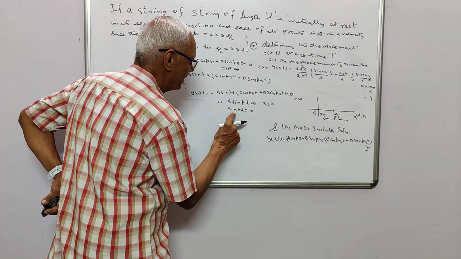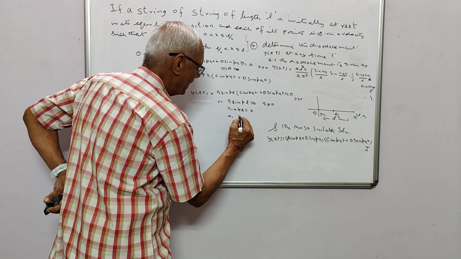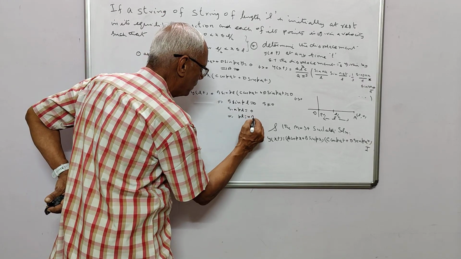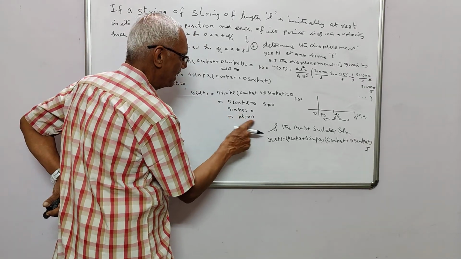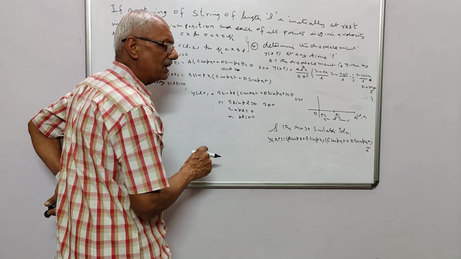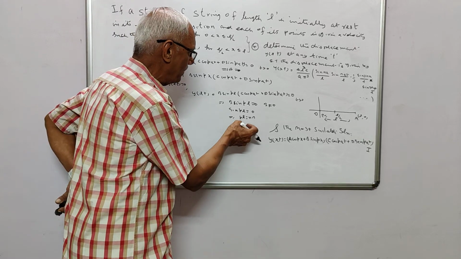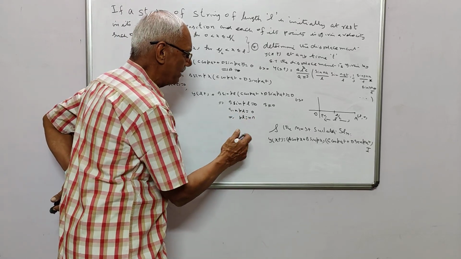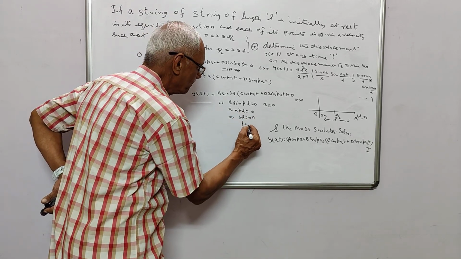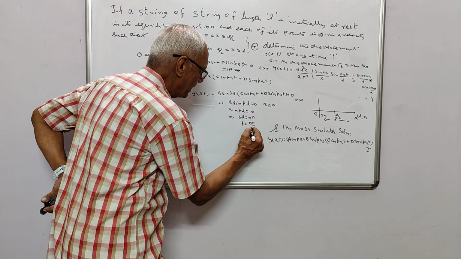This can happen only when pL is equal to n pi, because sin(n pi) is equal to 0 for all values of n. So this can happen only when pL becomes n pi. So what is p? p is nothing but n pi by L.